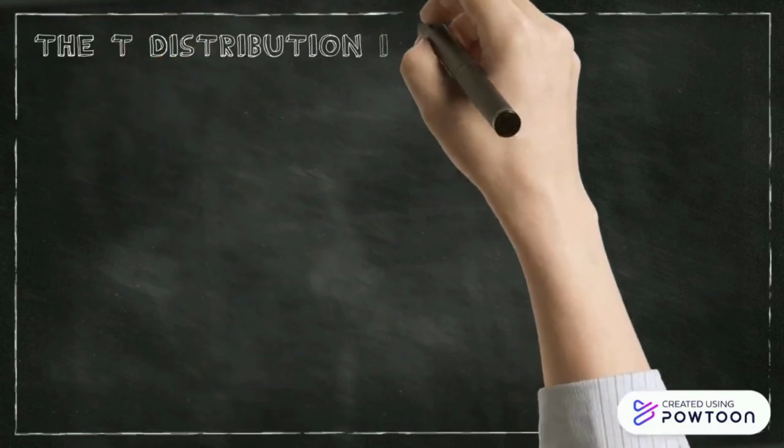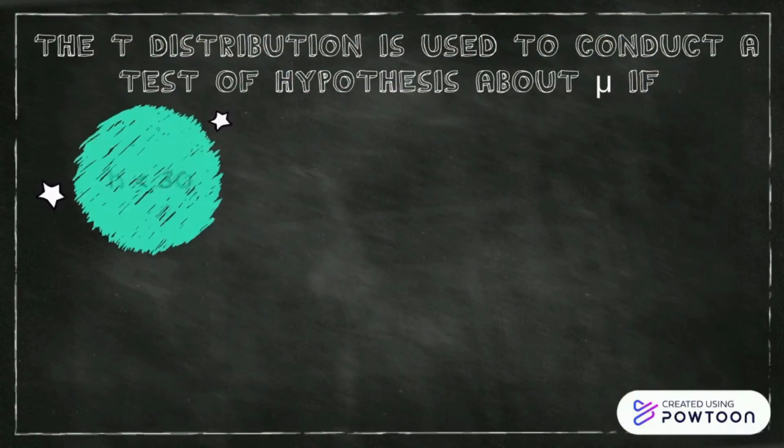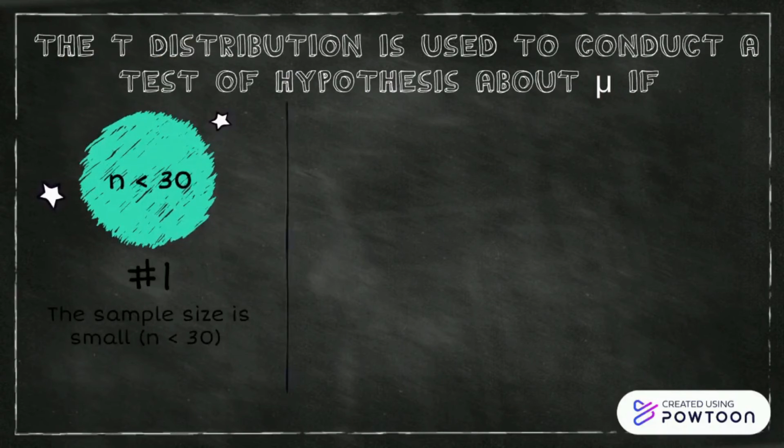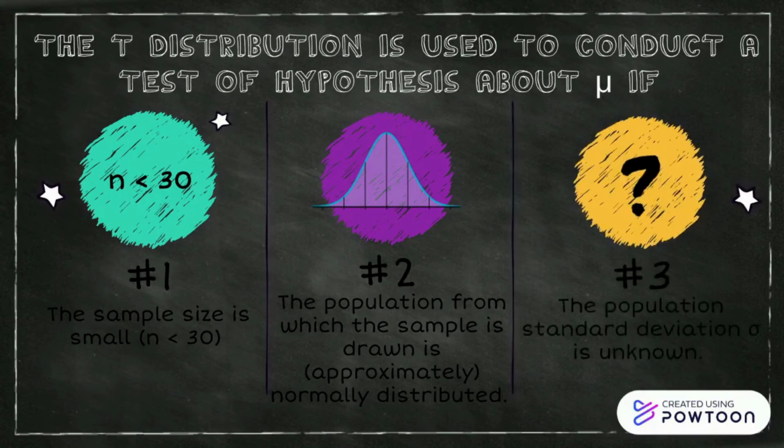The t-distribution is used to conduct a test of hypothesis about a population mean if: 1. The sample size n is less than 30, 2. The population from which the sample is drawn is normally distributed, 3. The population standard deviation is unknown.